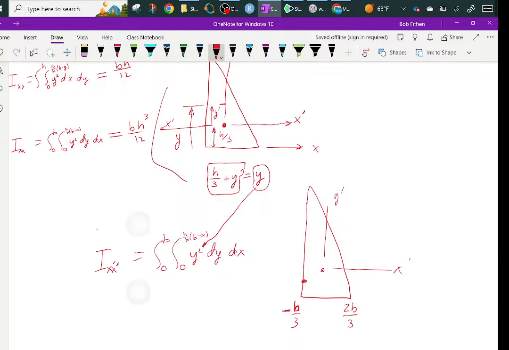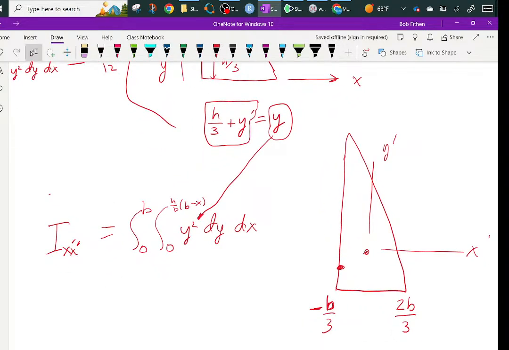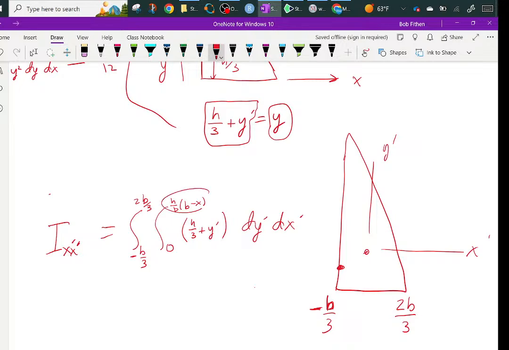Okay, just bear with me as I replace these. Minus base over 3, 2 base over 3. There's a much easier way to do this, and I'll show you this in a second. And then I got to change this, of course. So I got to shove that over to the right. Okay. And I'm going to say that these are y prime, but now I'm going to stick in here h over 3 plus y prime. But I got to change this, and I got to change that. So what's the bottom?